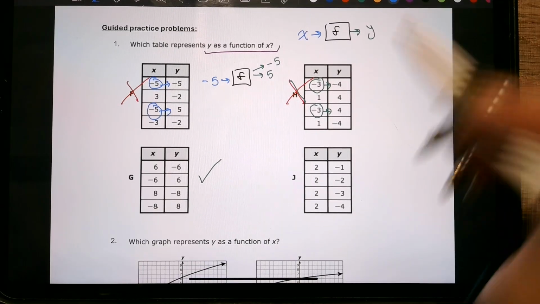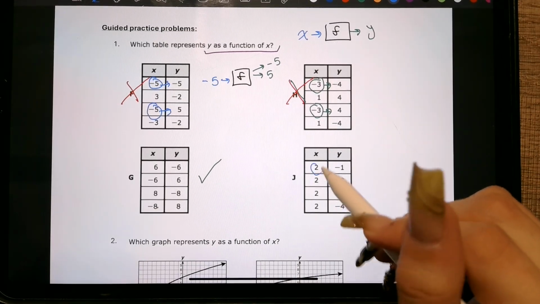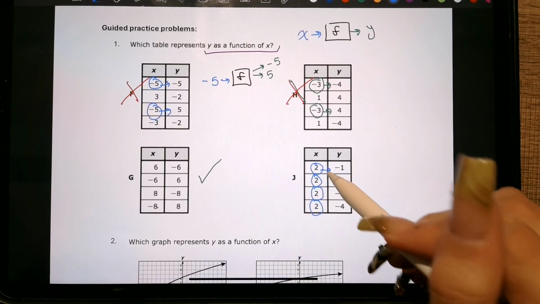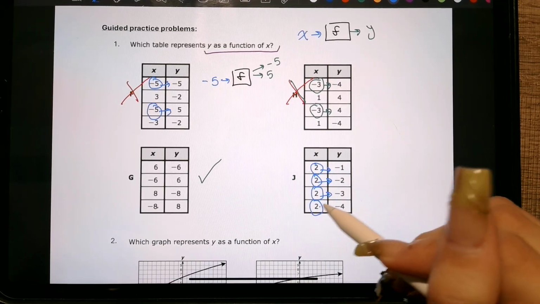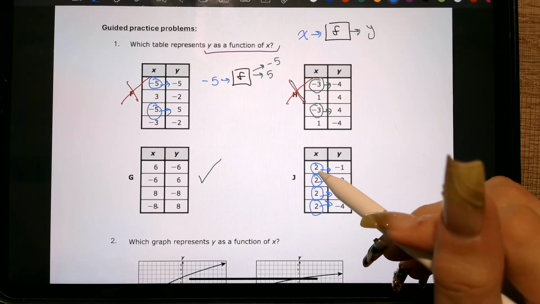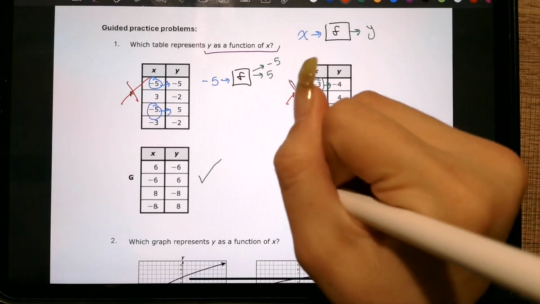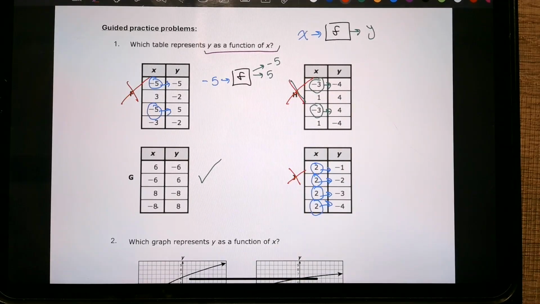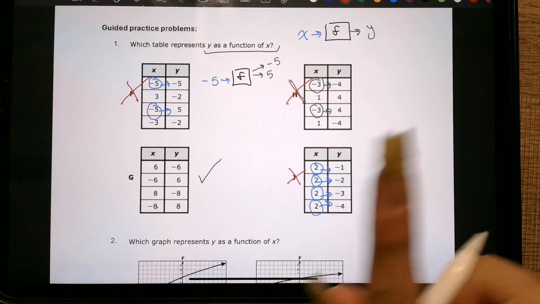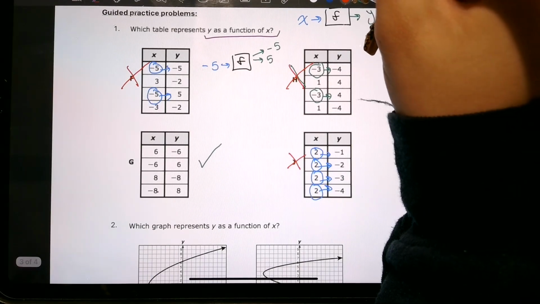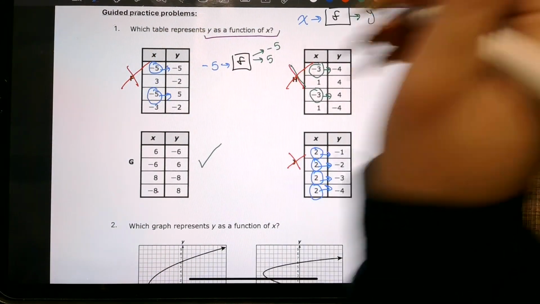And let's look at this one. Well, I can see like 2 just keeps repeating. And it keeps having different outputs. So this would be like if 2 had 4 different outputs. And we know that's not a function because every input should have only one output. And this one has 4, so this is not a function. So it looks like we got our answer, and it is G.